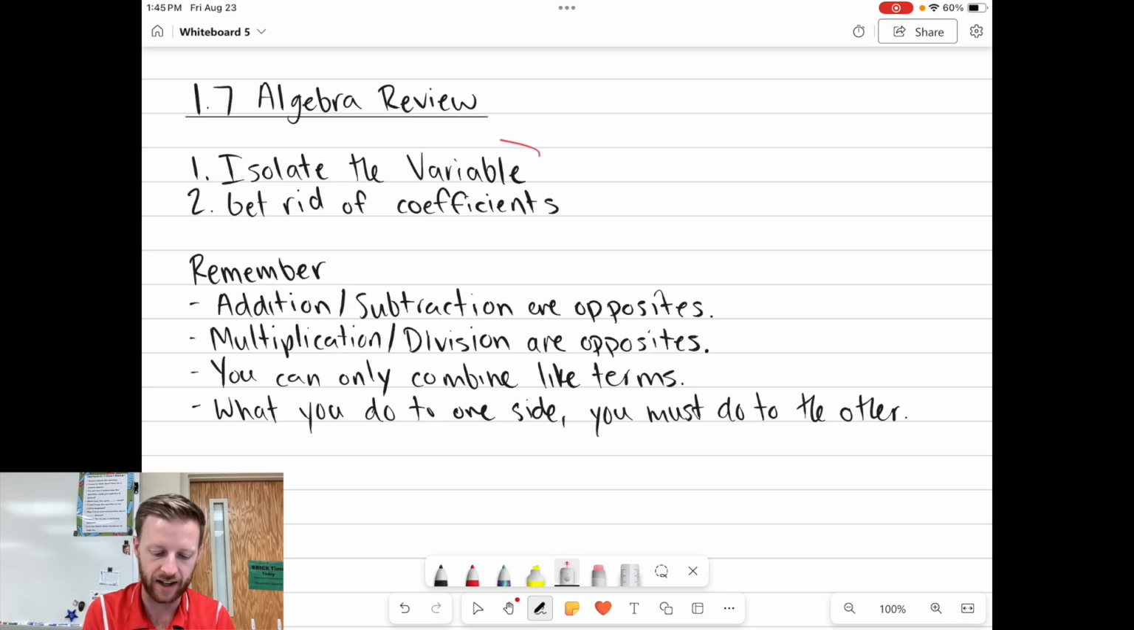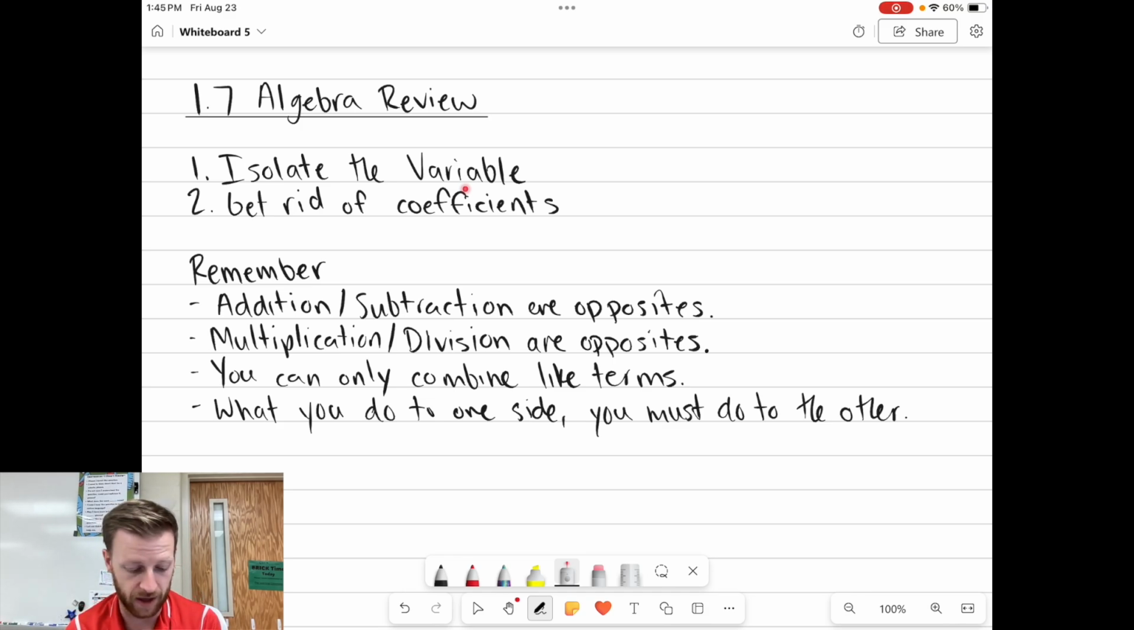So you can see here a couple of things I want to make note of. First off, make sure you isolate the variable you're looking for. We're going to do algebra today with no numbers, all letters, because if you can do that, you can do literally any physics problem I can throw at you. Secondly, once you've isolated the variable, you want to get rid of coefficients on that variable. So we're going to do our best to work through this together.